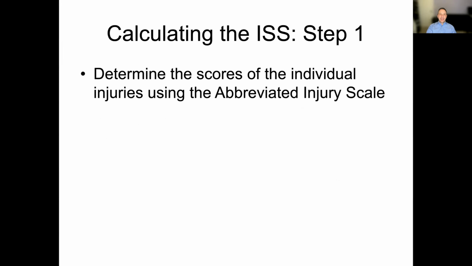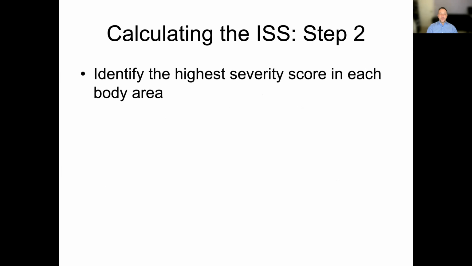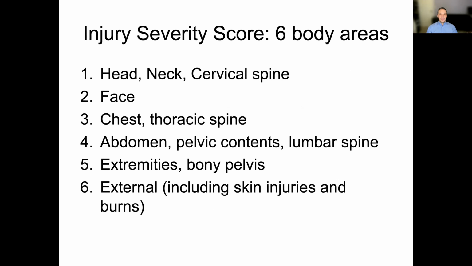So how do you calculate the ISS? Well, the first step is to determine the scores of the individual injuries using the abbreviated injury scale. Then you want to identify the highest severity score in each body area. Again, these are the body areas used for the injury severity score: head, neck, cervical spine, face, chest and thoracic spine, abdomen, the contents of the pelvis and the lumbar spine, extremities and the bony pelvis, so the bones of the pelvis itself, and then external injuries, including skin injuries and burns.